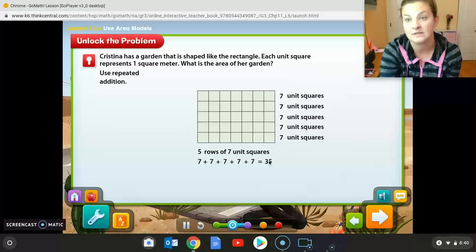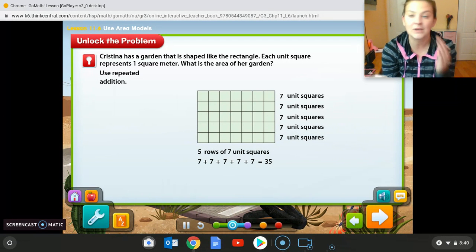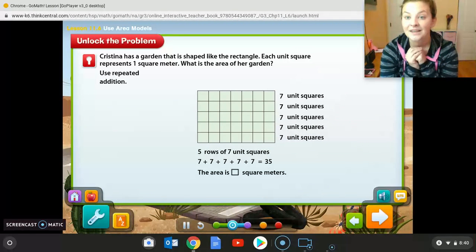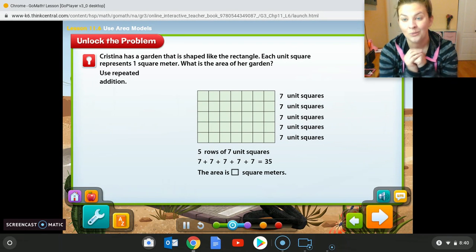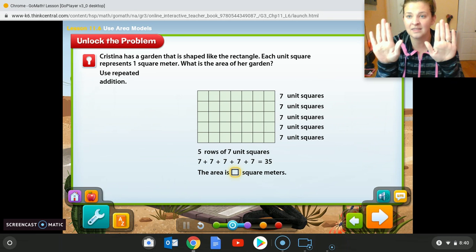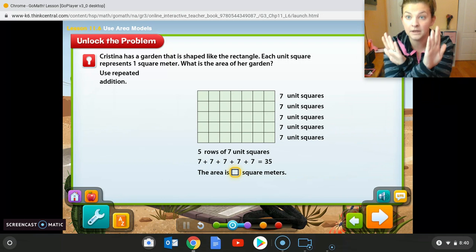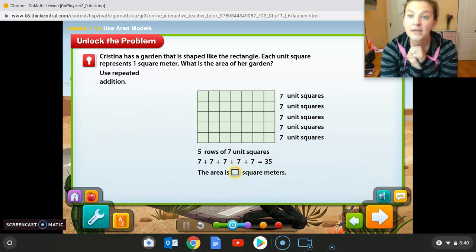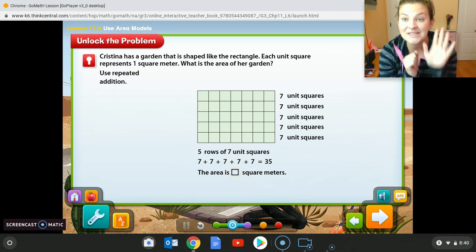Well, guess what, friends? We already learned that we can do 5 times 7 as 5 groups of 7, but guess what? What can you also do? You can take these two numbers, 5 times 7, and you can flip them, right? So maybe you don't want to count by sevens. Maybe you don't want 5 sevens. Maybe you can do 7 fives.